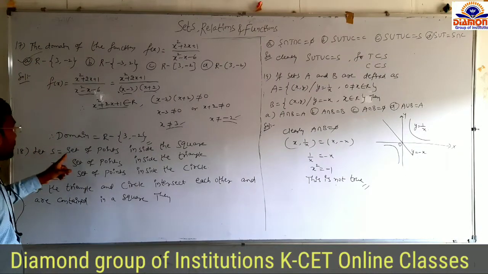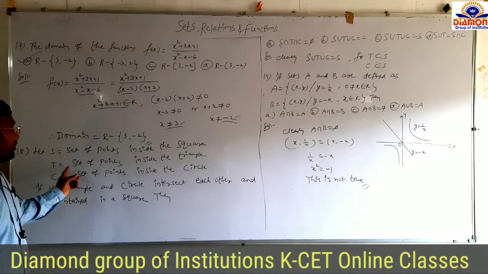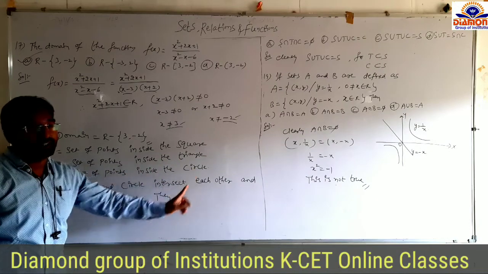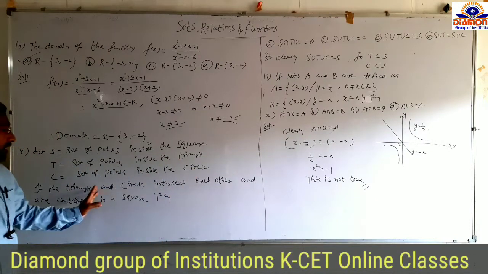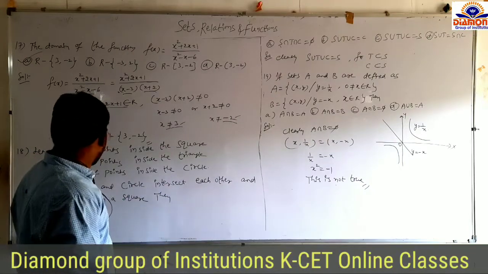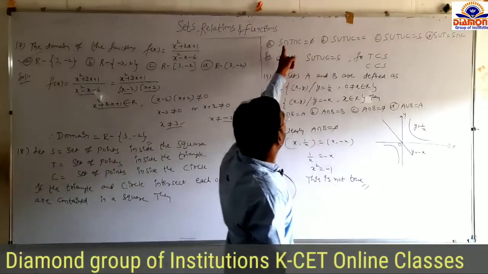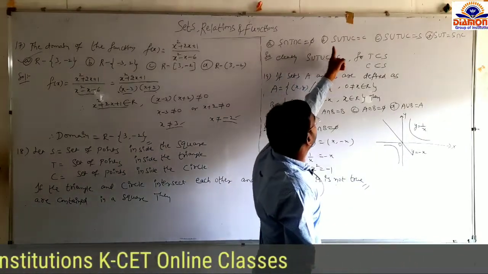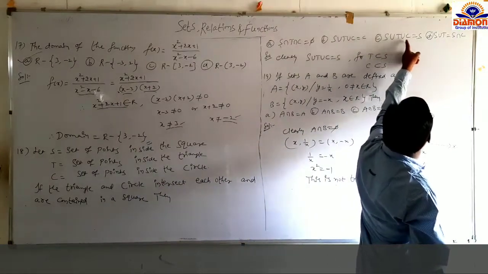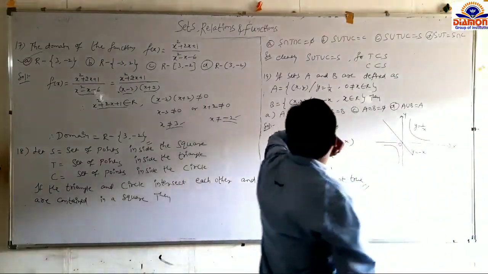Next, S equal to set of points inside the square, T set of points inside the triangle, C set of points inside the circle. If the triangle and circle intersect each other and are contained in a square: Option A, S intersection T intersection C equal to phi. Option B, S union T union C equal to C. Option C, S union T union C equal to S. Option D, S union T equal to S intersection C.